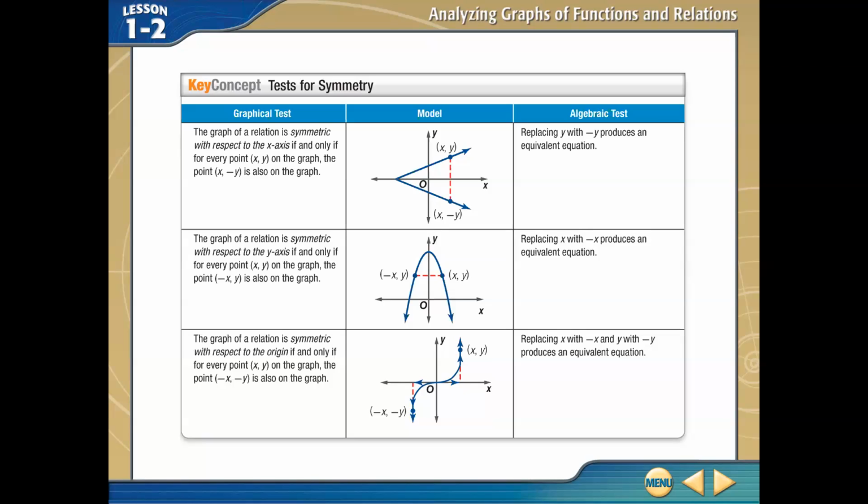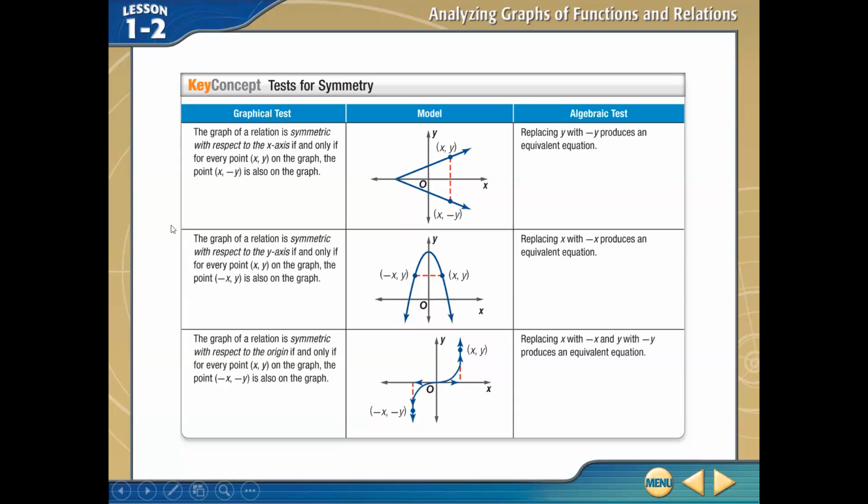So this first one says the graph of the relation is symmetric with respect to the x-axis if and only if for every point (x, y) on the graph, the point (x, negative y) is on the graph. Okay, so here's (x, y) where they're both positive. Here's (x, negative y) when our y value is negative. Since we have the same x value, that would cause us to use the x-axis as the line of symmetry. So replacing y with negative y produces an equivalent equation, or that it's on the graph.